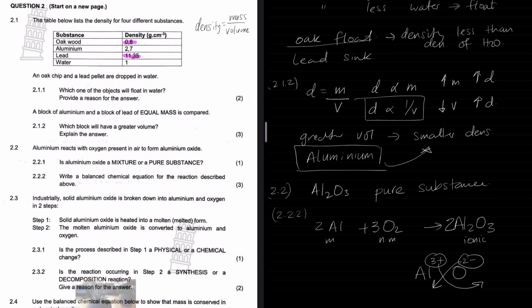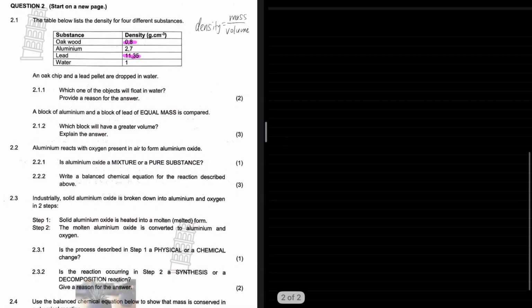But we have to be careful because by putting this 2 in the front, it's also affecting the number of aluminiums. Now the number of aluminiums is 2 times 2, which is 4. So I just need to make an adjustment here to make that 4. And now it's balanced. Let's move on.